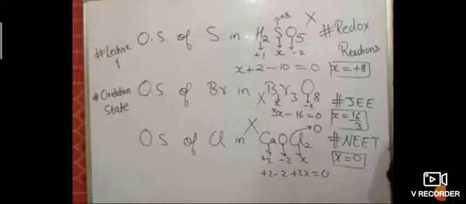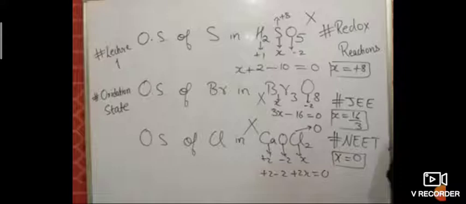How do we calculate the oxidation state of a particular element? Here for hydrogen, you know this is +1. So how many hydrogen are there? 2. So x plus 2. You want to find out x: you have to calculate the oxidation number of sulfur, which is considered as x.